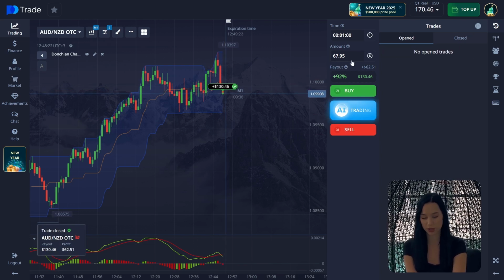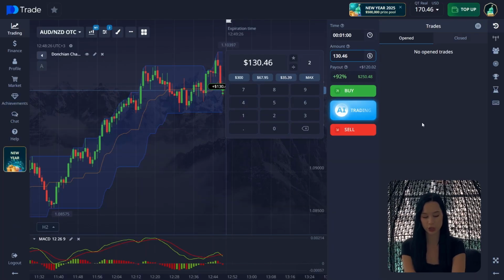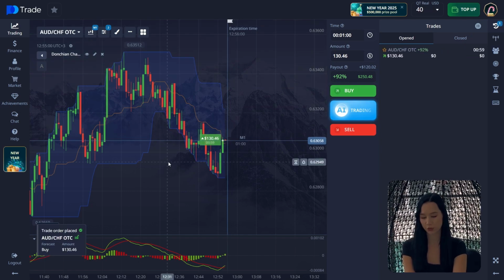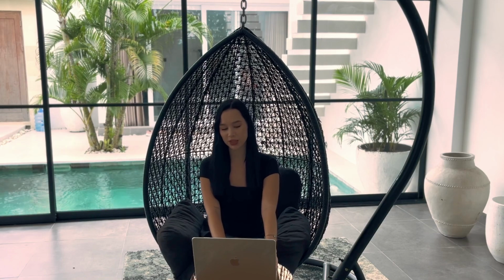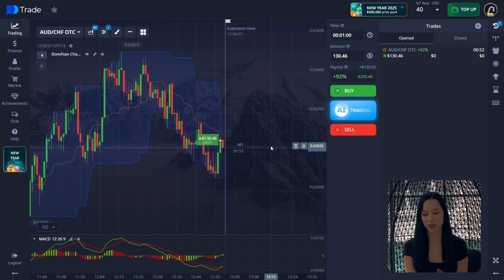Congratulations, we already have a pretty good amount of money. So let's change the amount of money per trade and we're gonna open a new one. Here we open a buy trade for 1 minute. So here we can see it was the downward trend for about 20 minutes. It achieved its support level and now is starting to reverse.